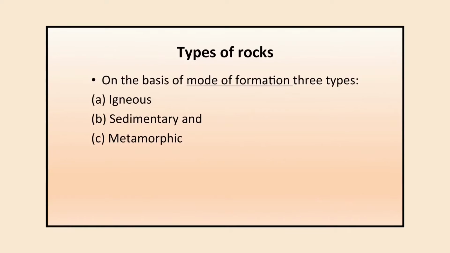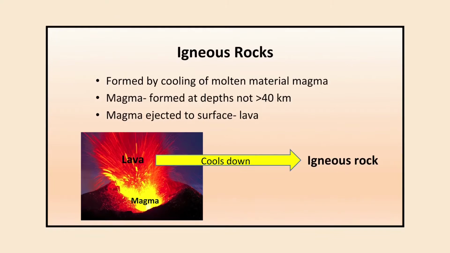Now when we are talking about minerals and rocks, we should know the different types of rocks. On the basis of mode of formation, there are 3 types of rocks: igneous rocks, sedimentary rocks, and metamorphic rocks. We will be dealing in detail with what these rocks are, how they are formed, and what their different types are. So first of all, igneous rock.